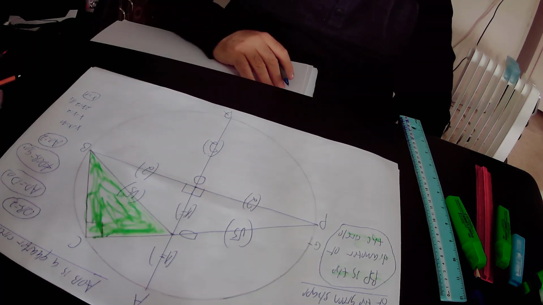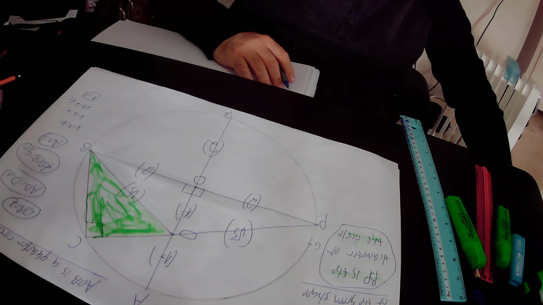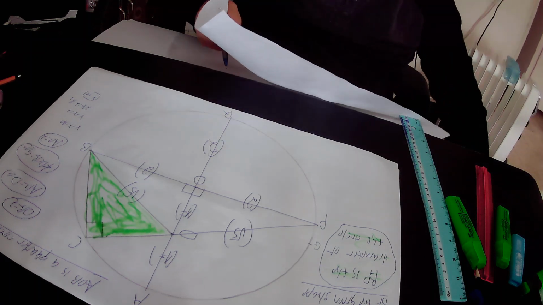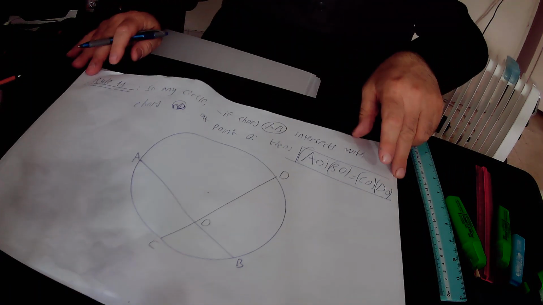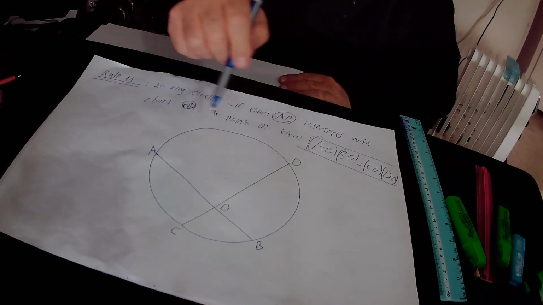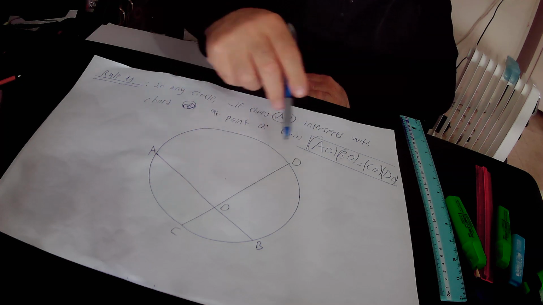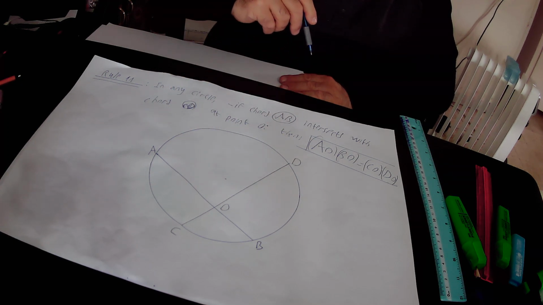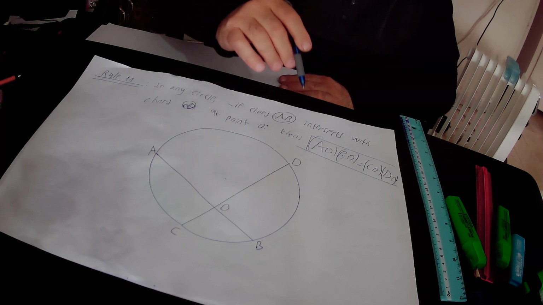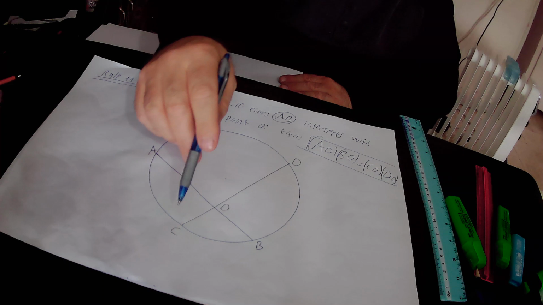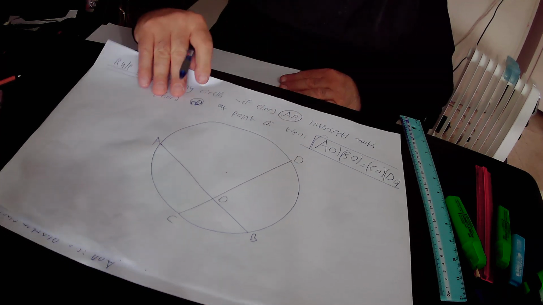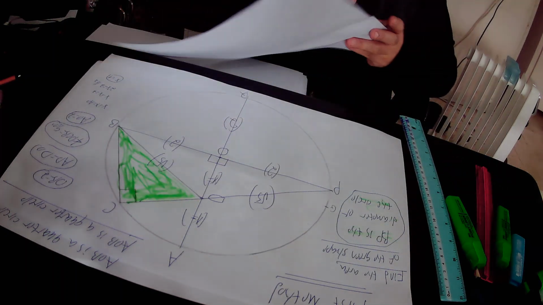So here we can implement rule 11. I'll repeat quickly on rule 11. According to rule 11, in any circle, if chord AB intersects with chord CD at point O, then the following equation is true: AO times OB equals CO times OD. We can actually implement rule 11 in our drawing.